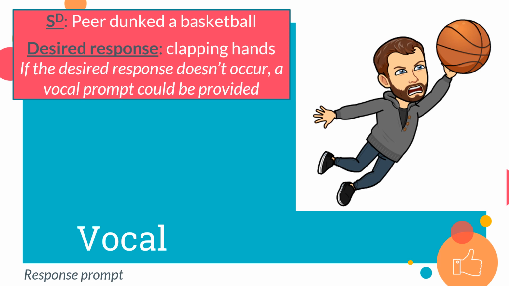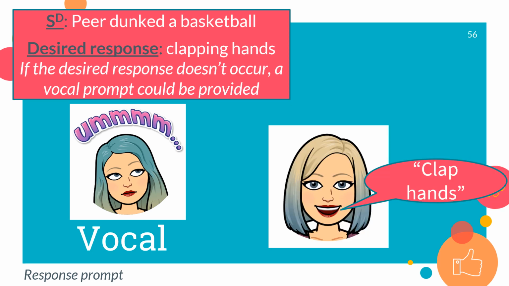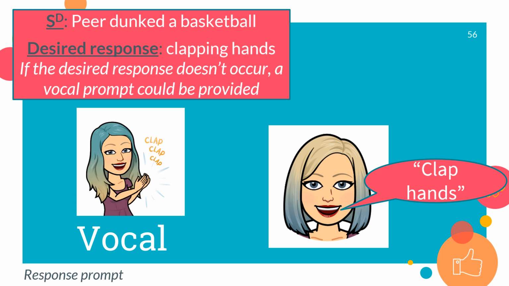Vocal prompts are an example of response prompts as they act directly on the response. For example, a child may be working on clapping hands in the presence of a peer dunking a basketball, which is the SD. If the clapping doesn't occur, a vocal prompt, clap hands, may be provided. That vocal prompt acted directly on the response of clapping hands.